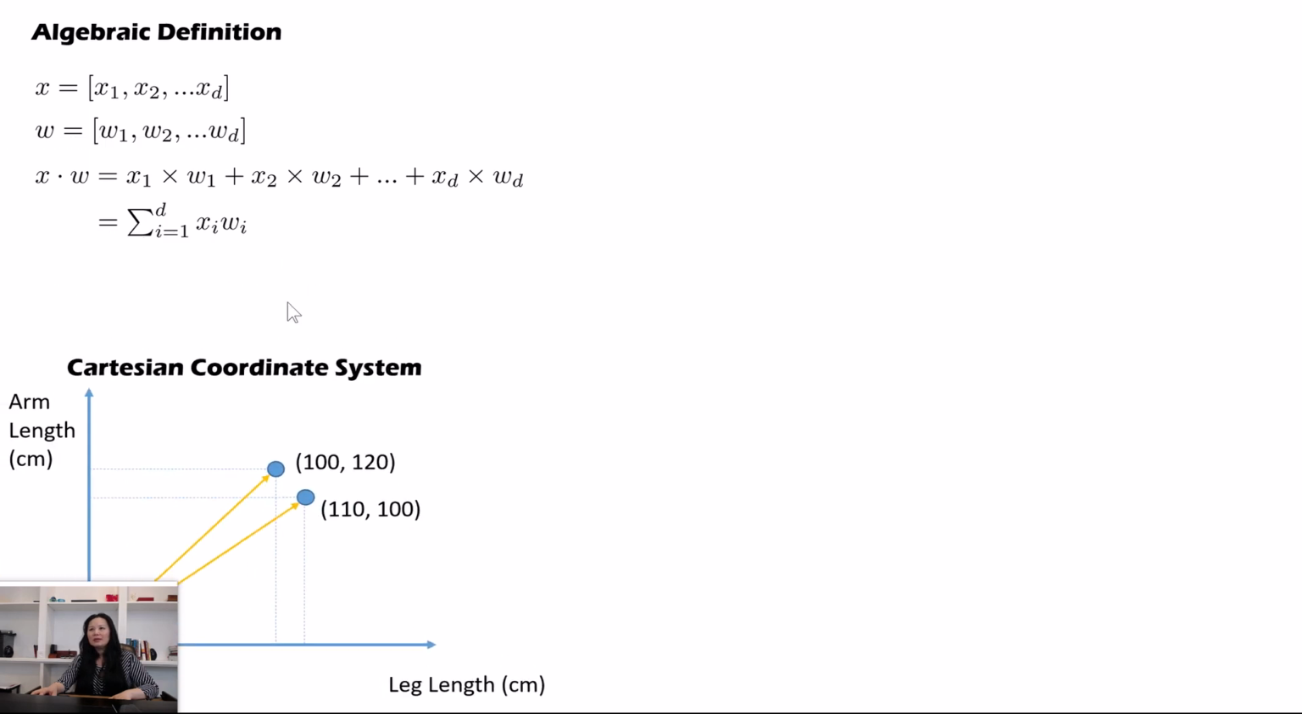Now, in the Cartesian coordinate system, let's say we measure the arm length and the leg length. These two axes have to have the same unit. So in this case, we use the same centimeters to measure the arm length and the leg length, and we have the information of two people. We put it here. So we can also express these two data points in terms of vectors, the first vector A and the second vector B.